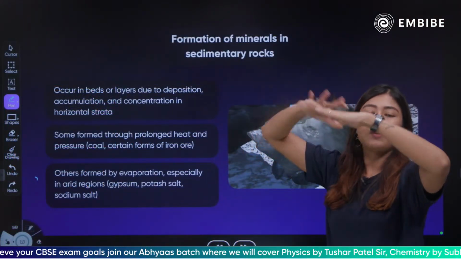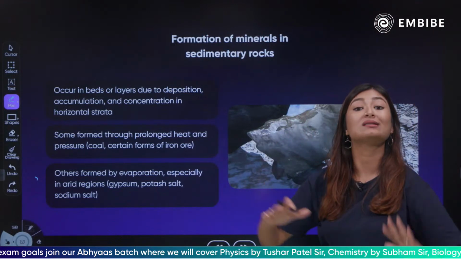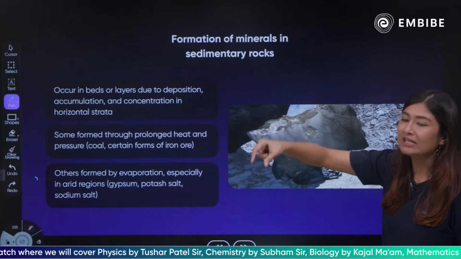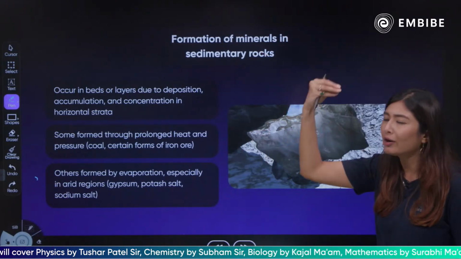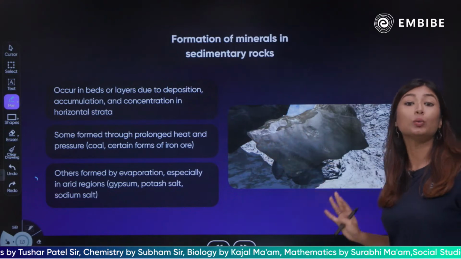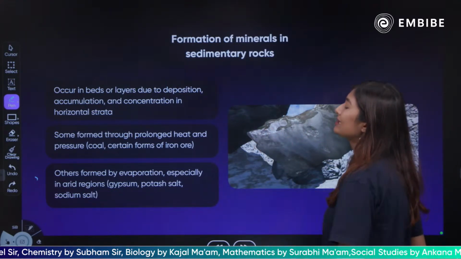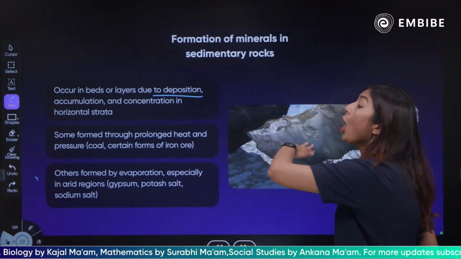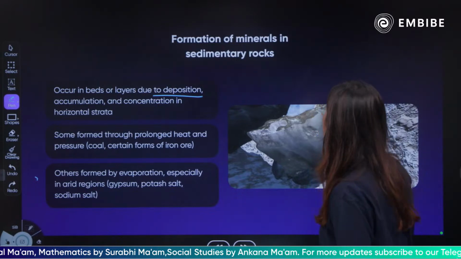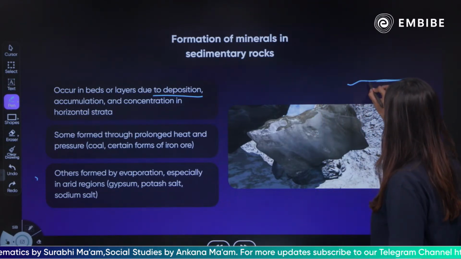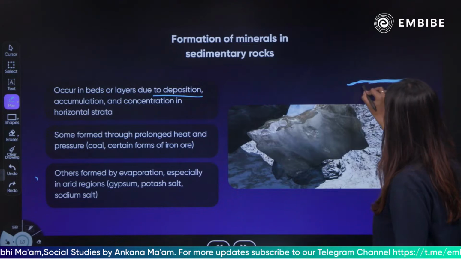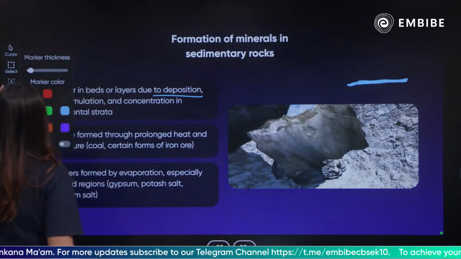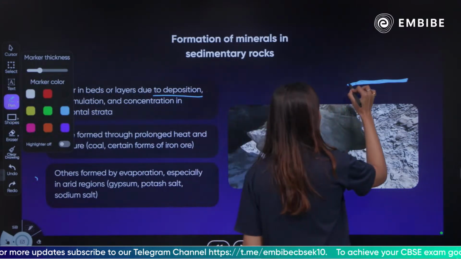तो लेयर पे लेयर जमा हो करके जो रॉक बनता है उसे सेडिमेंटरी रॉक कहते हैं. When you cut it you will find various layers in it and each of these layers might contain fossils or fuels or minerals present within it. Okay, so it occurs in the beds or layers due to deposition, accumulation and concentration in horizontal strata. Horizontal strata matlab this is one strata, for example this is one layer. ठीक है, I'll just, 1 second. Let's say this is one layer.